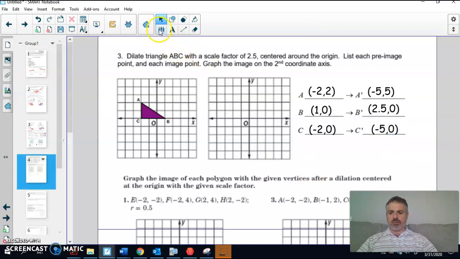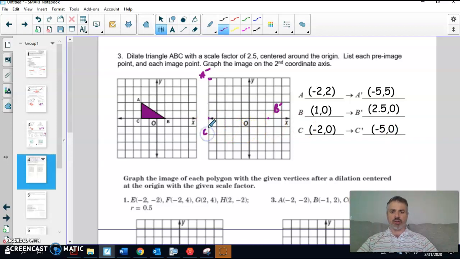So point A here is at negative 5, 5. So let's see, negative 1, 2, 3, 4, 5. 1, 2, 3, 4, 5. So there's my one image point. That is A prime. B prime is going to be at 2.5, 0. So let's see, 2.5, 0 is going to be right about there. And that's my B prime. And then negative 5, 0, that's going to be over here. And that'll be my C prime.